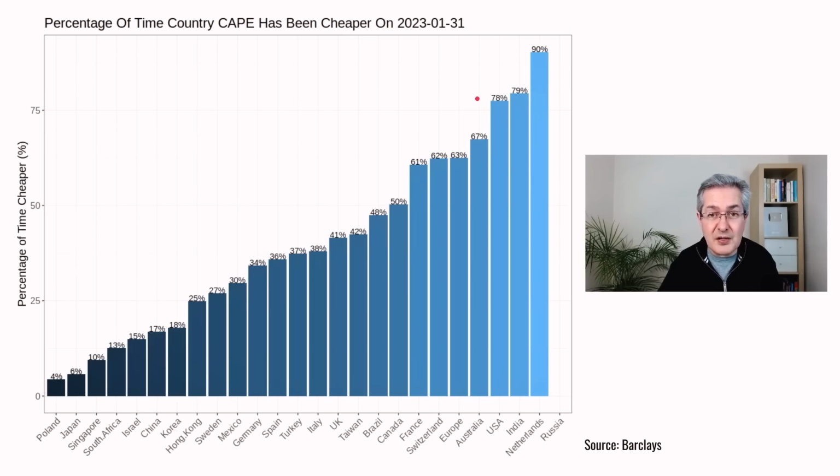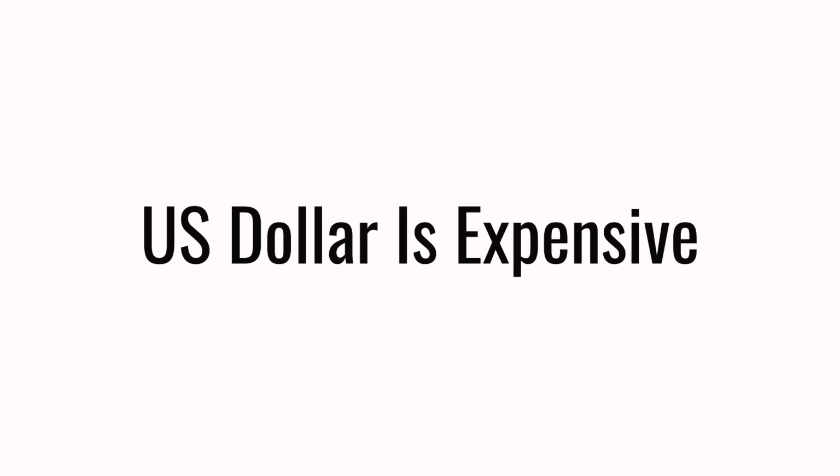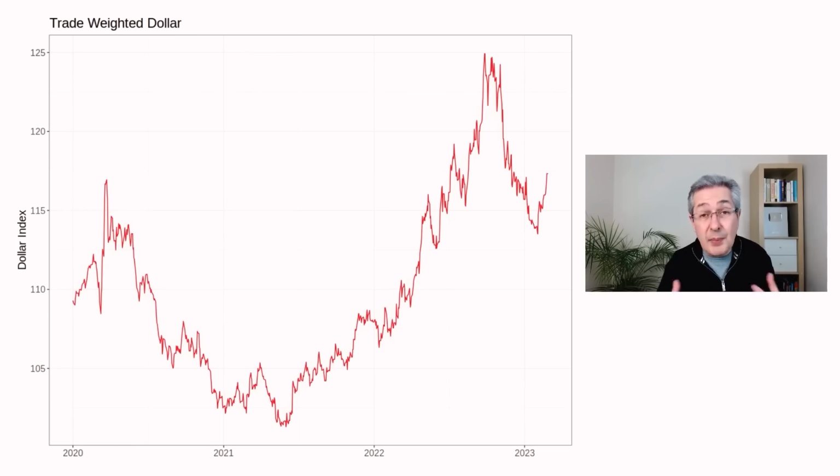So even on this measure, you can see that the US is still looking very expensive relative to other countries, with the exclusion of the Netherlands and India. Another headwind for the United States is that the US dollar is expensive. As we said, part of the reason behind that is the fact that US monetary policy got ahead of the rest of the world. And as a result, higher interest rates usually mean that the dollar will get stronger. That's certainly been the case recently.